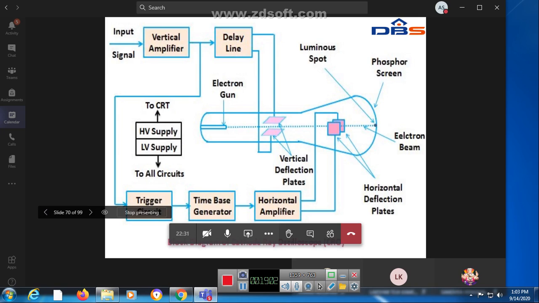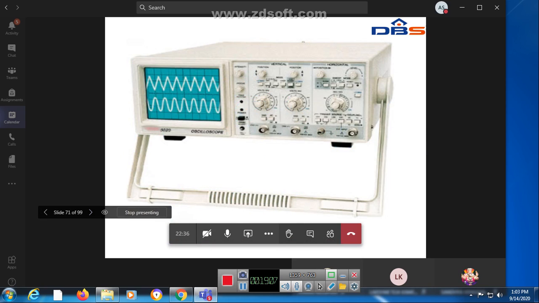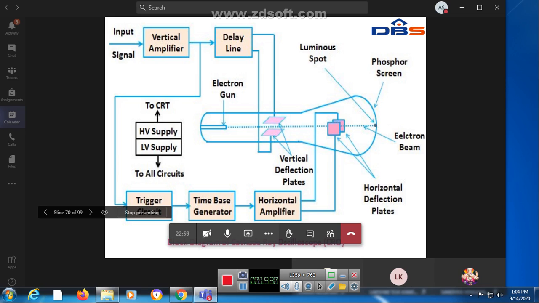And this is the construction of a CRO. This is the CRO we see in the EDC laboratory. In our electrical labs also there is a need for the CRO, in the measurements lab and power electronics lab. The total waveforms are seen on the CRO. CRO is nothing but a cathode ray oscilloscope, and this is its construction.